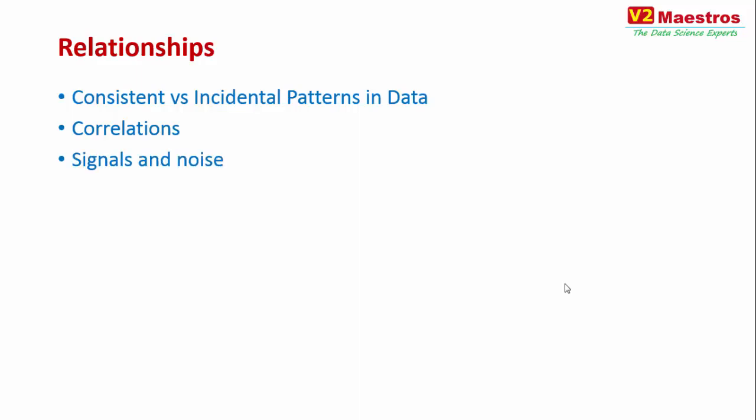And finally, people talk about signals and noise when it comes to data science. Signals are nothing but consistent patterns or consistent relationships you see in data. Noise is incidental patterns or incidental relationships you see in data. So if you have been hearing about these terms, signal and noise, they are nothing but relationships that are meaningful versus relationships that happen by chance, which are not predictable, which are just incidental. That is the difference between signals and noise.